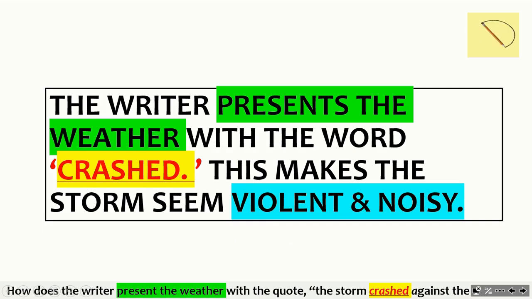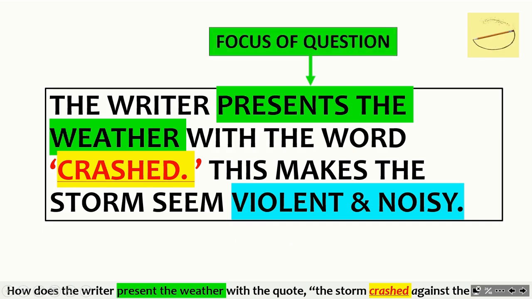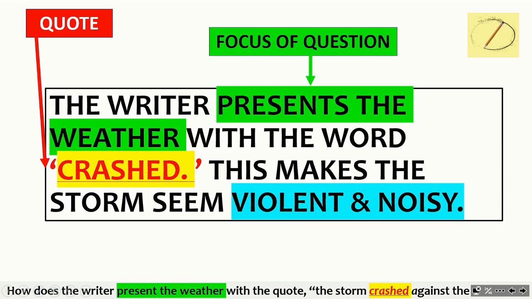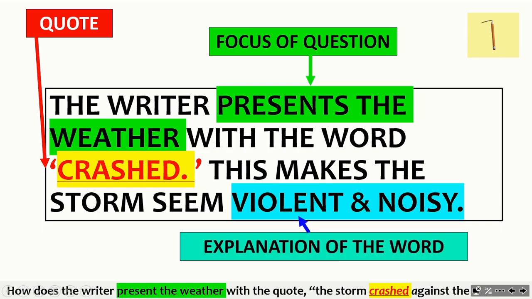So my answer would be, the writer presents the weather with the word crashed. This makes the storm seem violent and noisy. So my green is the focus of the question, my yellow is my quote, and my blue is explanation of why crashed.